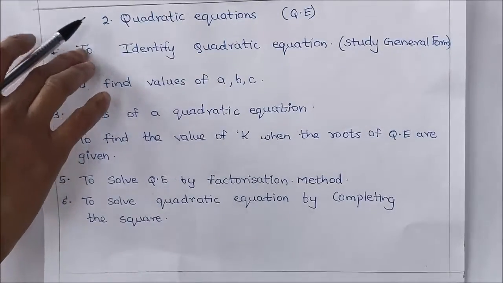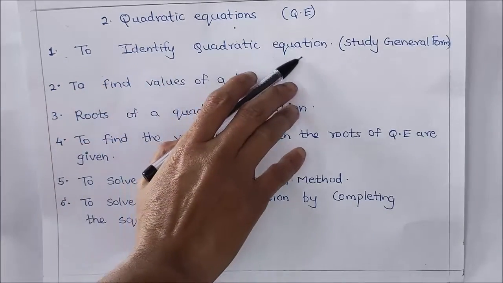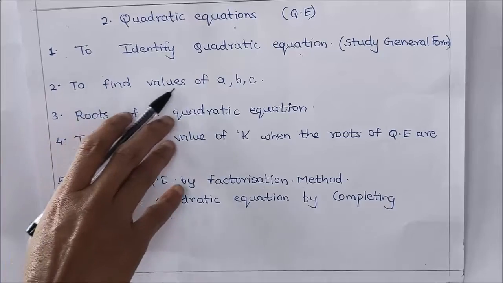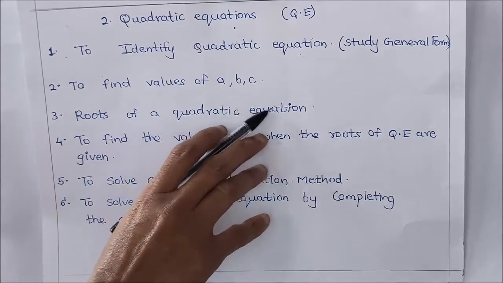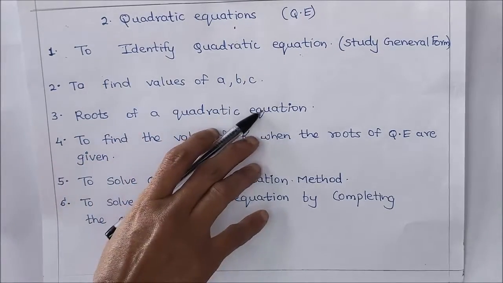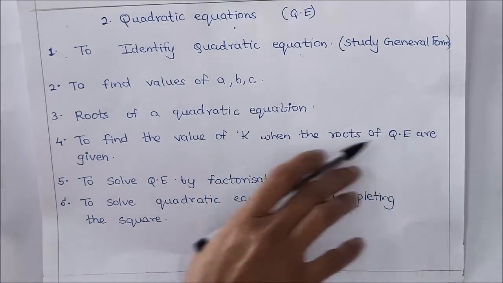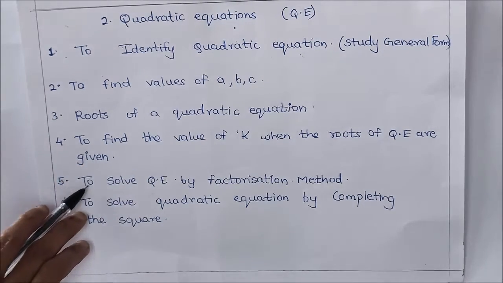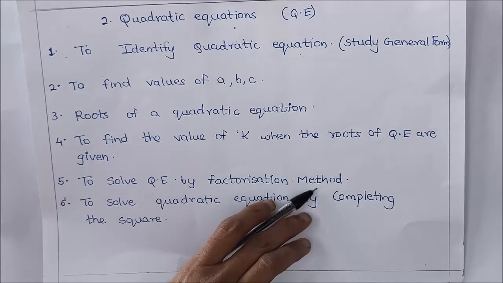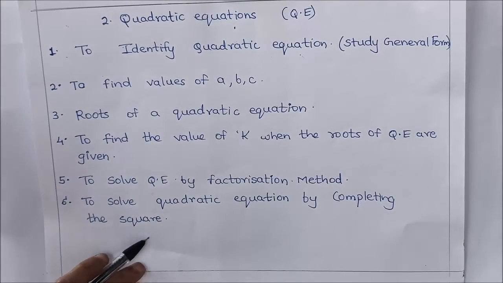Now, let's begin with today's topic, that is quadratic equations. Today, we are going to study all these points. First point is to identify quadratic equation. Second is to find values of a, b, c, that is the coefficients. Third is the roots of quadratic equation. Fourth is to find the value of k when the roots of quadratic equations are given. That is, we are going to follow one activity. Then, to solve a quadratic equation by factorization method and by completing the squares.